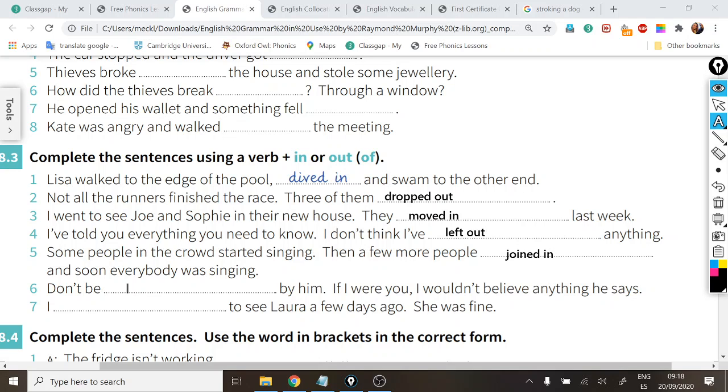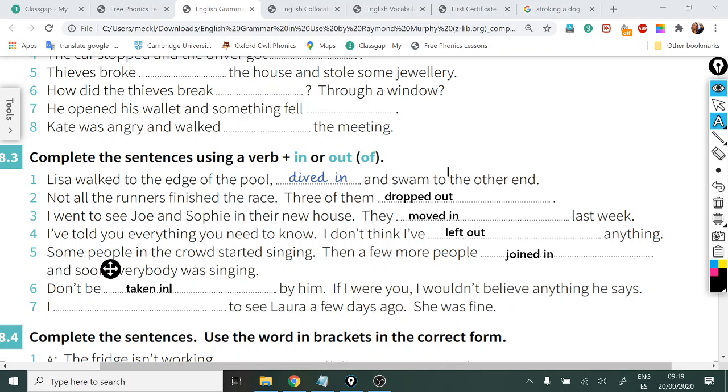Don't be taken in by him. If I were you, I wouldn't believe anything he says. So that means don't be fooled. Don't let him lie to you. Don't let him make you believe something that is not true. So don't be taken in. We use the past participle because this is the passive.